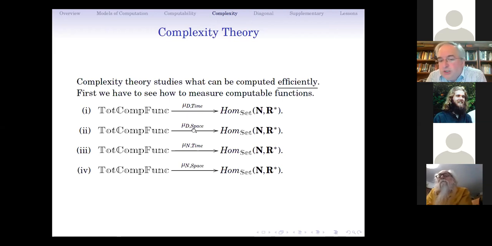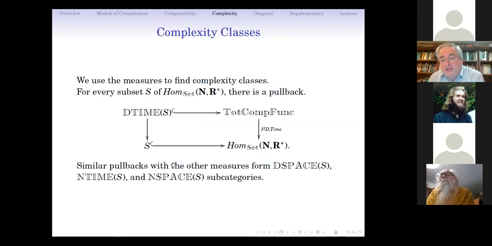And the intuition in complexity theory is that the more complicated a function is, the more space it demands. But you can also measure things in non-deterministic time and non-deterministic space. So you get these morphisms like that. Now, what's the purpose of these morphisms? Answer: you can get complexity classes. Let me show you what a complexity class is.